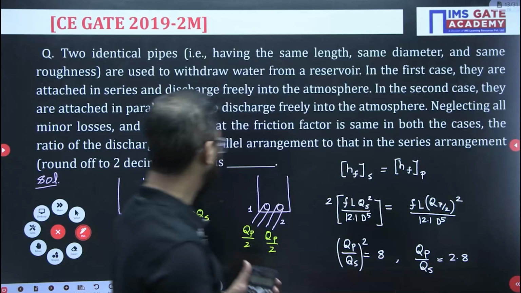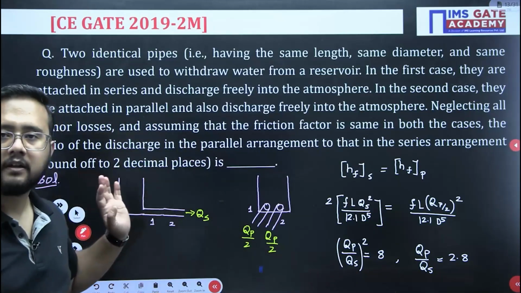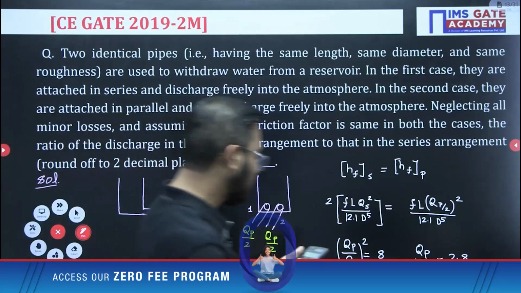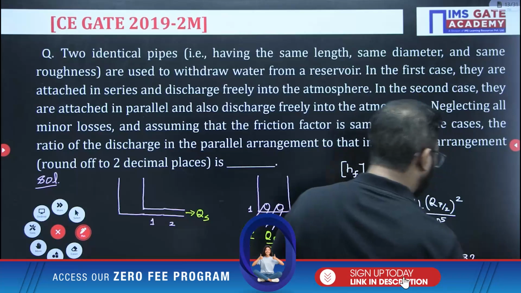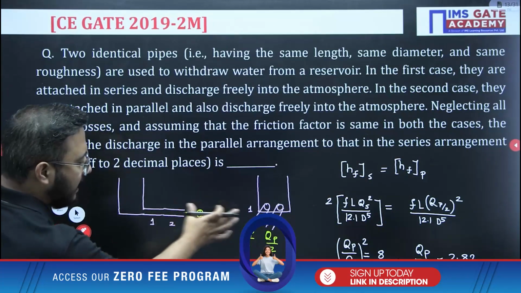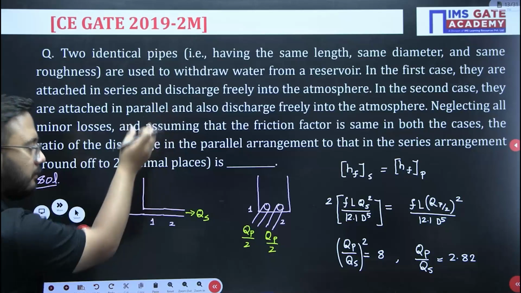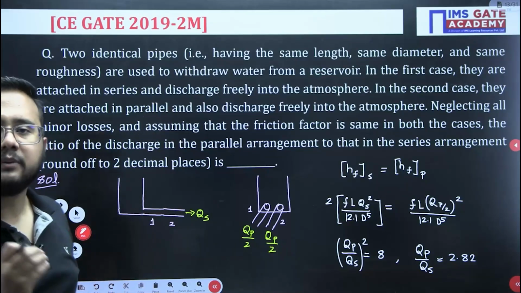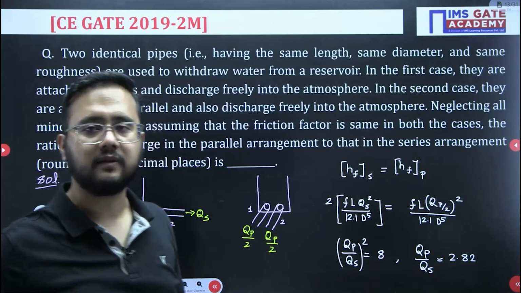2.8 is the answer in this particular case, right? So correct up to 2 decimal places, you can write 2.82. Very, very simple question. If you are able to understand the information given, please draw the diagram, and from the diagram you will have much more clarity about the question as well.